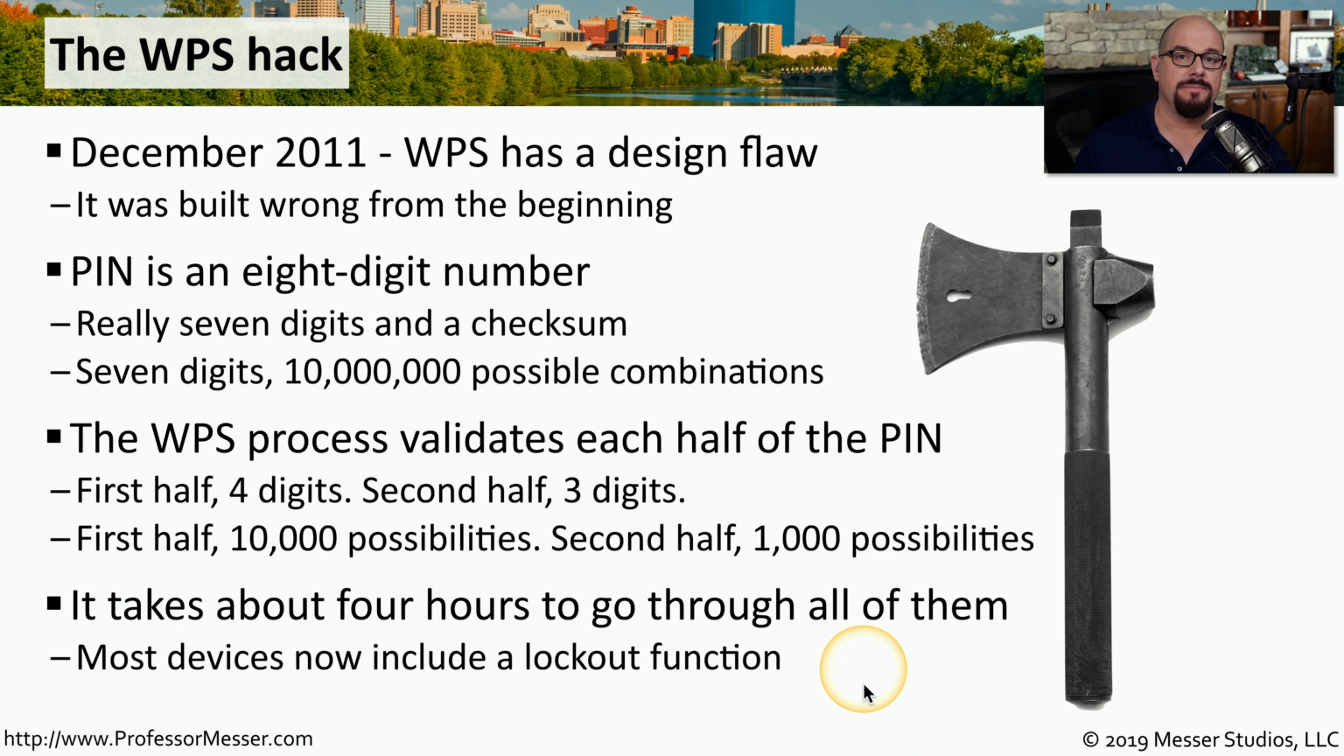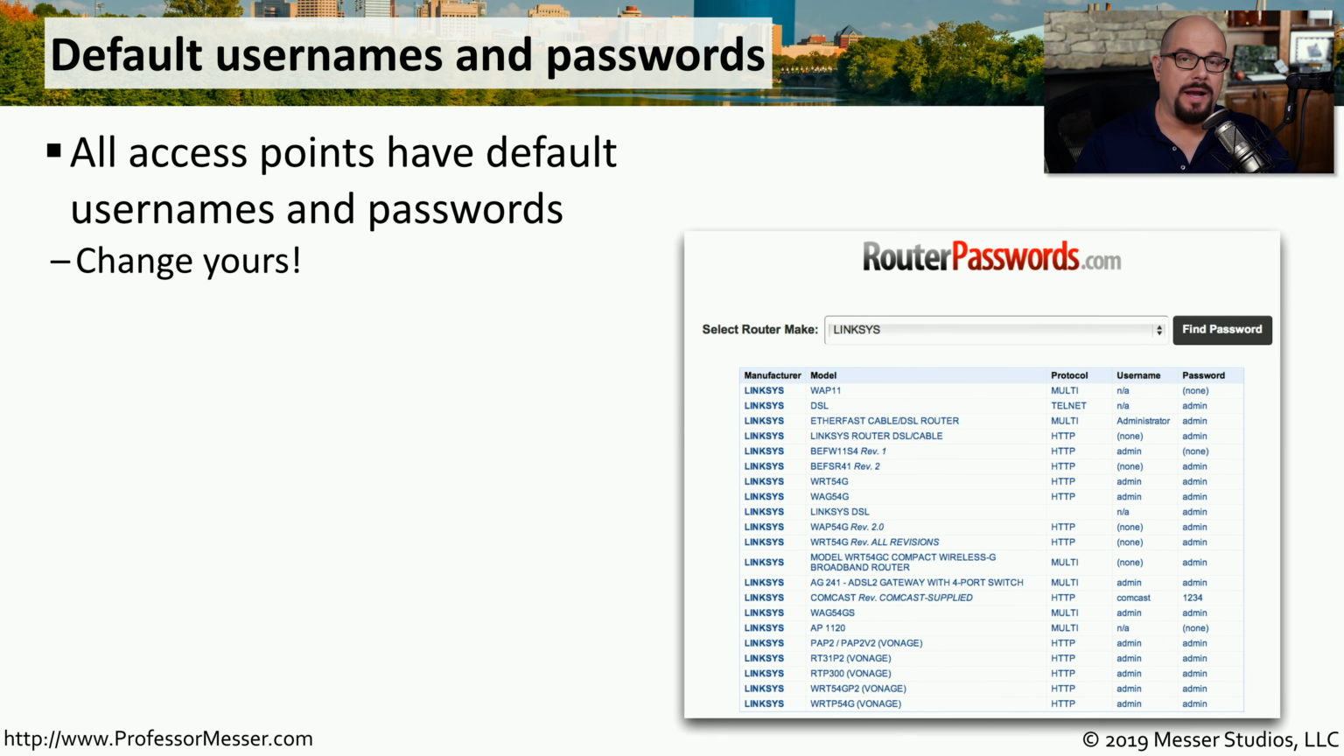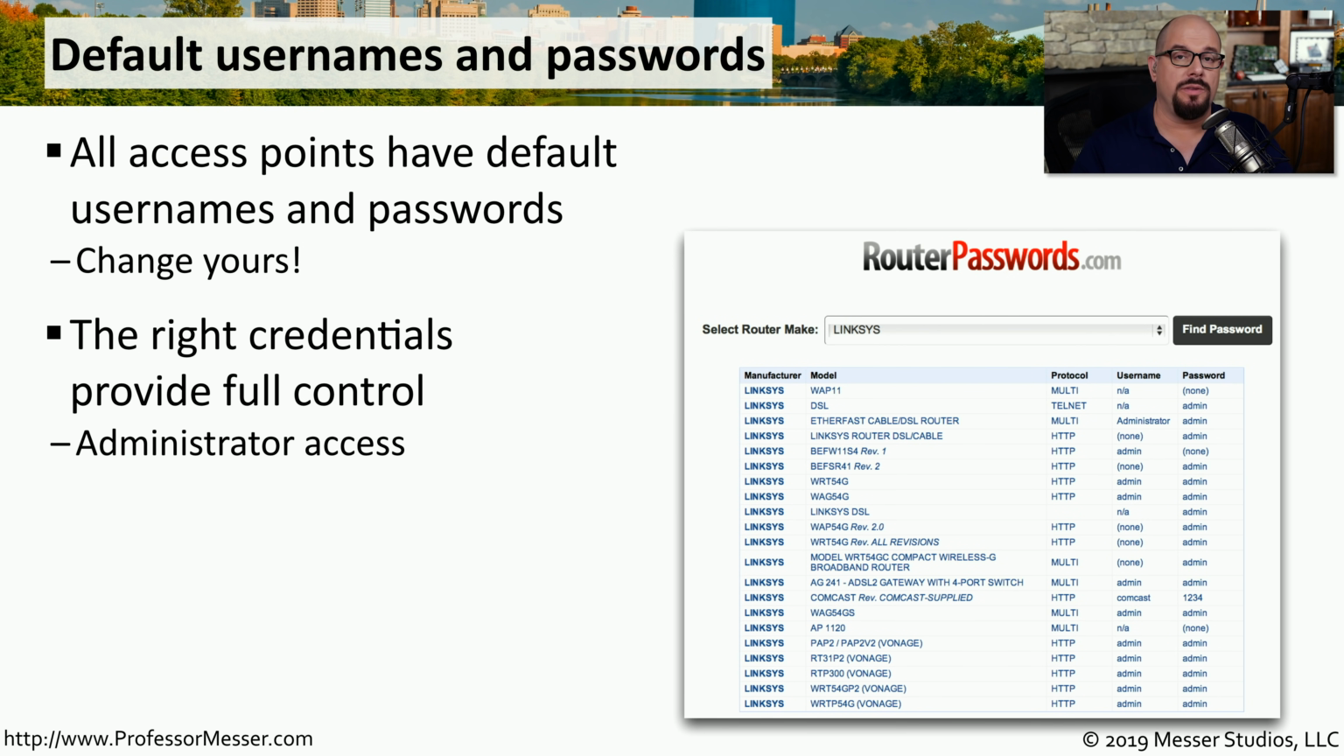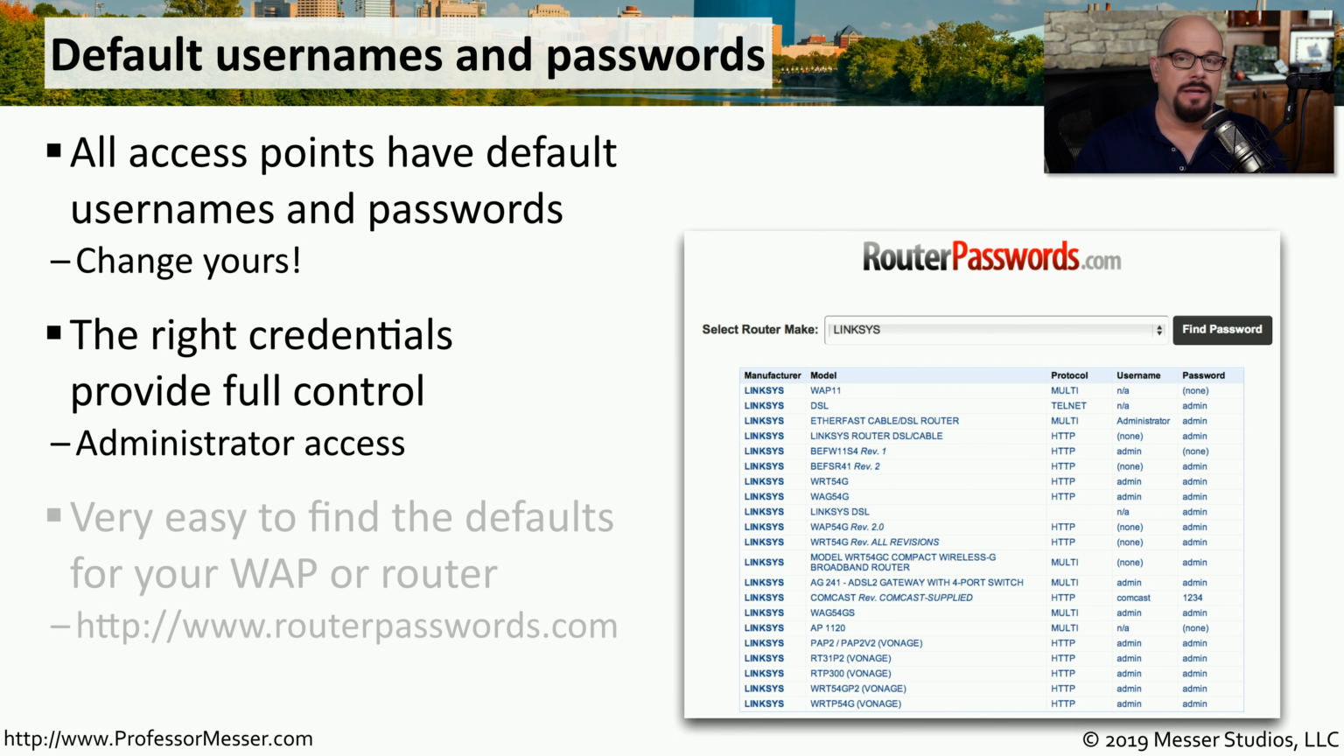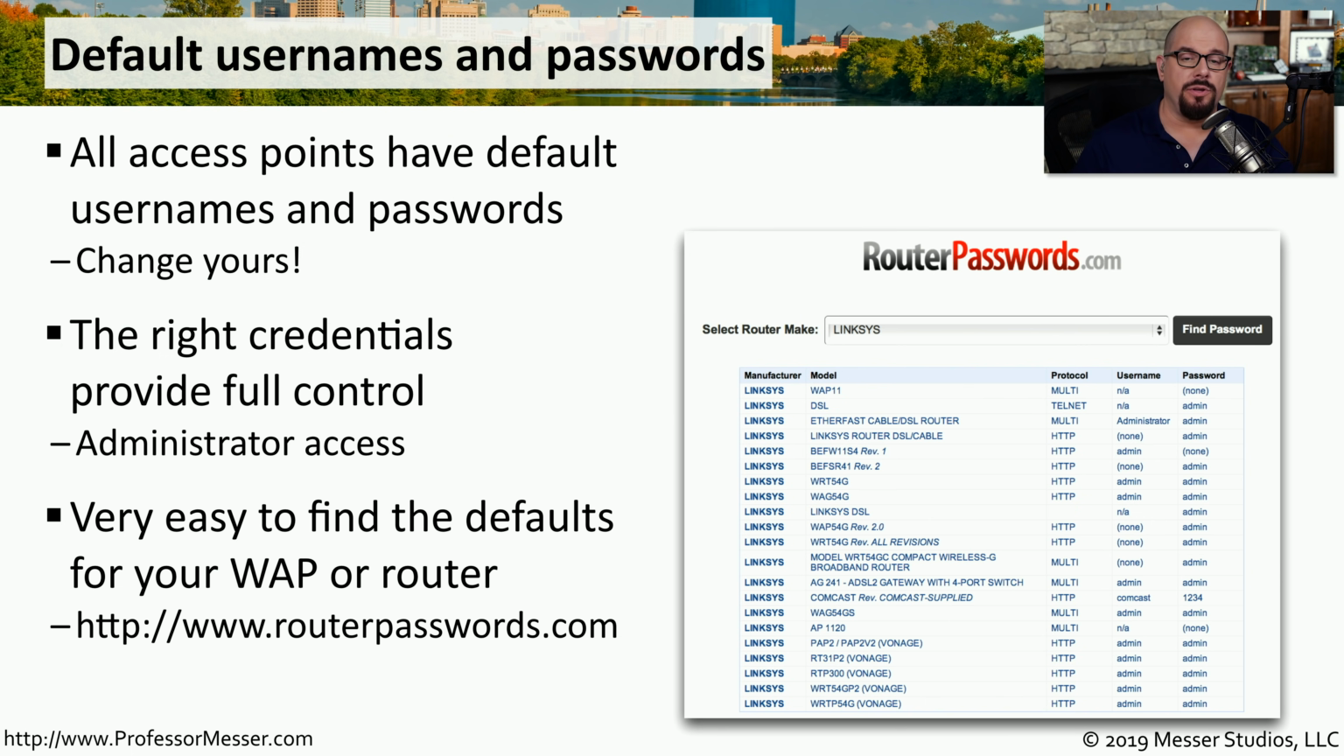The access points and the wireless routers that we might install into a small office or a home office all have a default username and password. It may be admin or admin password. If you're installing a wireless router or an access point, you want to be sure to change this default username and password. If someone does have the username and password, then they would effectively have full control over that particular access point or wireless router. These default credentials are very easy to find. You can go to websites like routerpasswords.com, find the exact model you're looking for, and know the default username and password for that particular device.